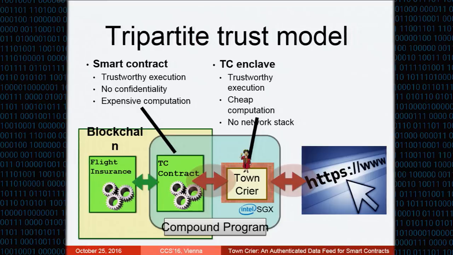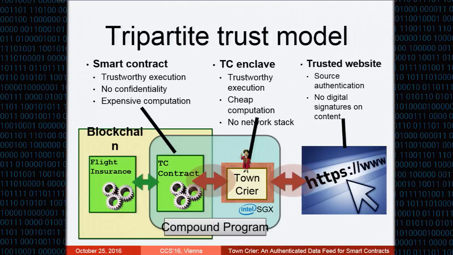The bad thing about the enclave is it has no network stack. The network has to be controlled by the operating system, and therefore by the adversary. And for the trusted website, we assume the source is authenticated, but even though the websites are HTTPS enabled, it cannot sign the content directly. And I will talk more about this later.